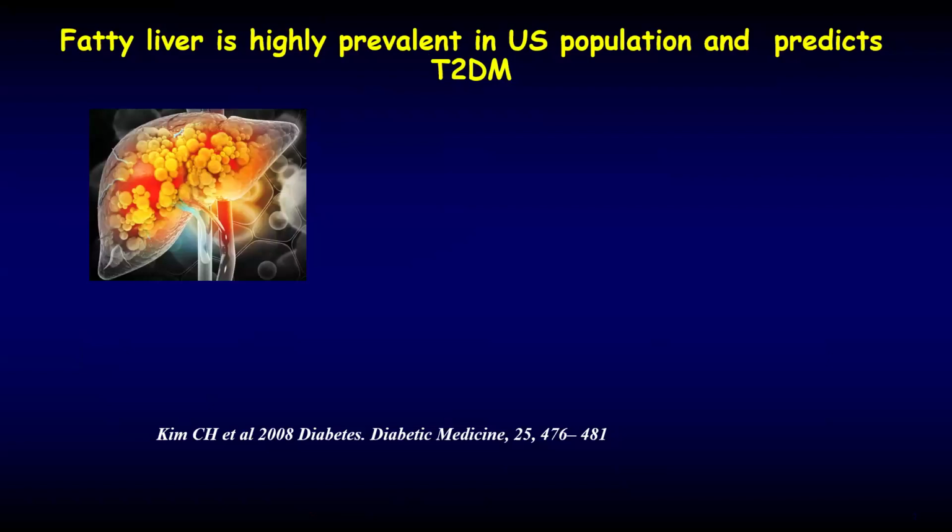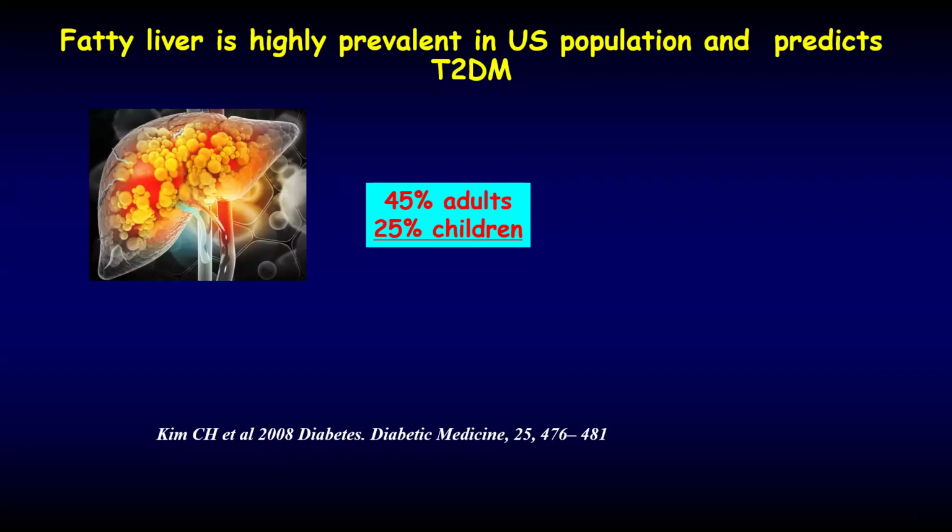So what causes the hyperinsulinemia? Well, the number one cause is fatty liver, now renamed metabolic associated fatty liver disease by the hepatologists. It's highly prevalent in this country, about 45% of adults and about 25% of children. Now, I want to remind you that until 1990, children never used to have fatty liver. For those who went to medical school at an earlier age, fatty liver used to be a condition only for alcoholics or somebody with viral hepatitis.